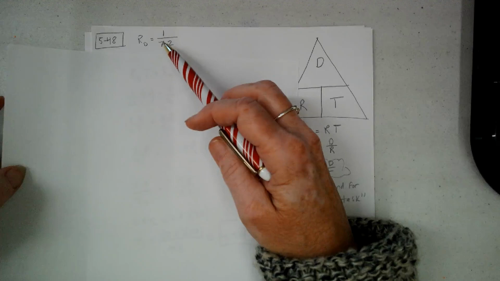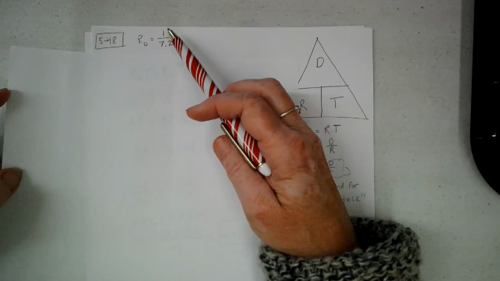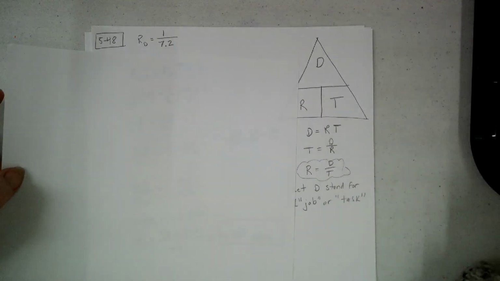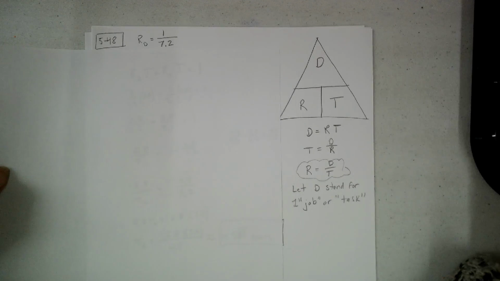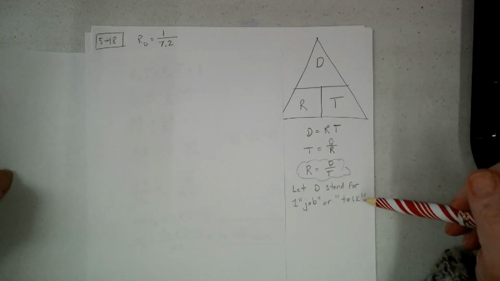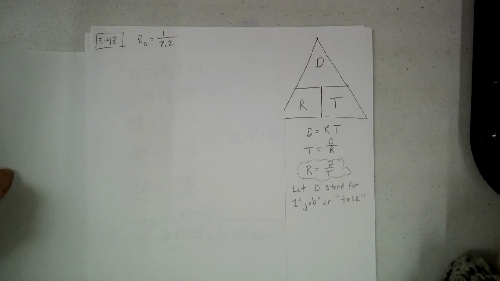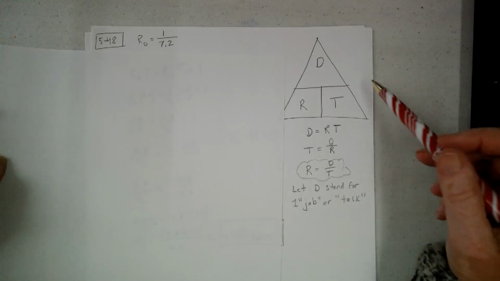So that makes sense. It takes Dolores 7.2 hours to do one job, which is stocking the shelf, or we can call it a task. It takes them 2.8 hours together. So we're trying to find out how much time it takes Camille if she were to work by herself.